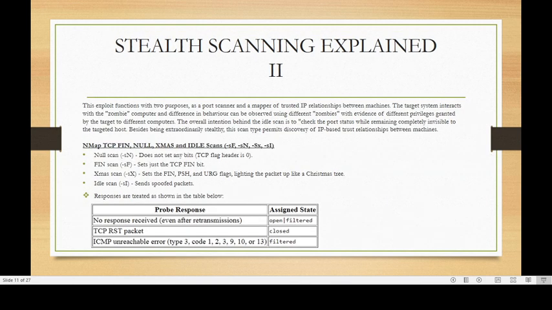In summary, the null scan does not set any bits. The FIN scan sets a TCP FIN bit. The Xmas scan sets the FIN, push, and URG flags, and lastly the idle scan sends spoofed packets.